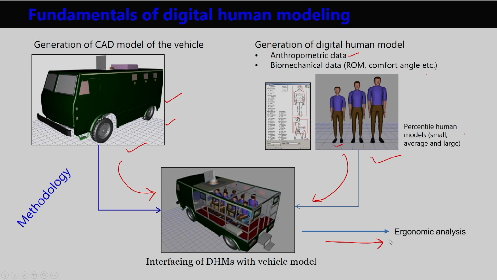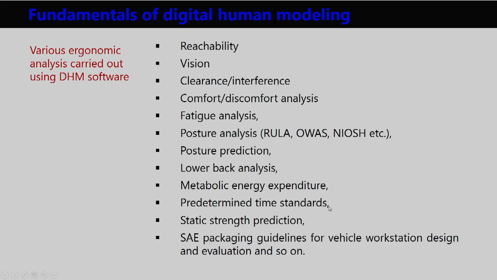What types of ergonomic evaluation are possible? Here is the list. We can go for reach analysis and vision analysis. We can also consider the clearance dimensions when the driver or passenger is going inside the vehicle, whether there is any clearance or interference, and we can visualize that. We can study comfort and discomfort, then fatigue analysis, whether the drivers are becoming fatigued. Various posture evaluation tools are available like RULA, OWAS, NIOSH. Based on those, we can go for analysis of the posture, then posture prediction.